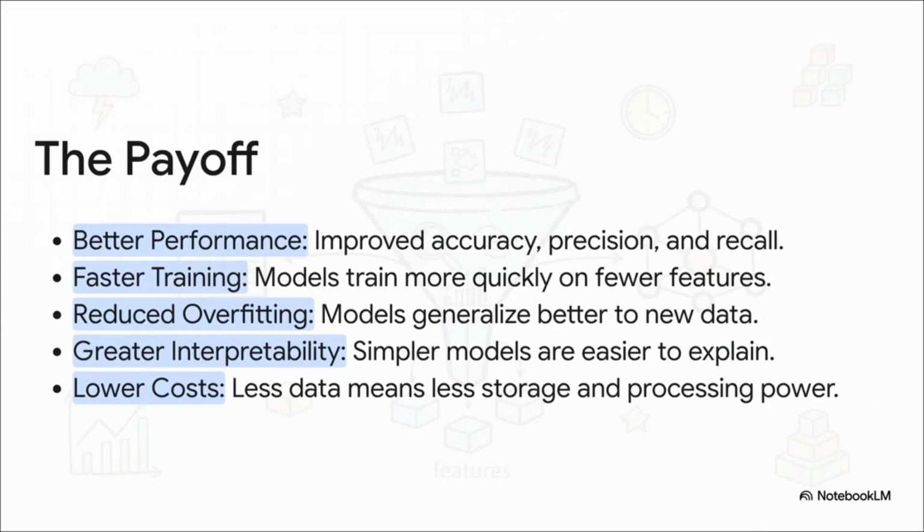The benefits here are massive. First and foremost, you get better model performance, higher accuracy, better precision. Your models will also train so much faster because they're not wading through junk data. You'll reduce that risk of overfitting we talked about, meaning your model will actually work well on new data. Plus, simpler models are just easier to understand and explain to people. And you'll save on compute costs. It's a win-win-win-win-win.